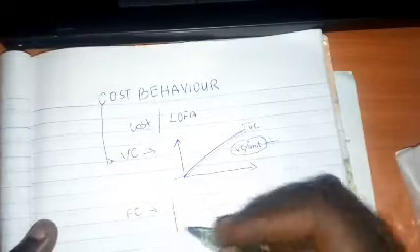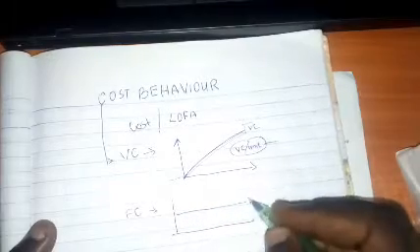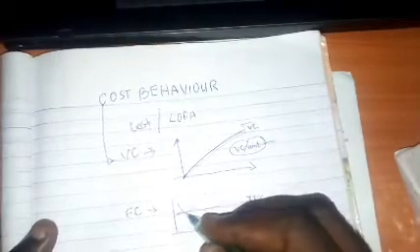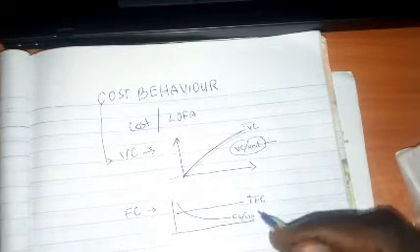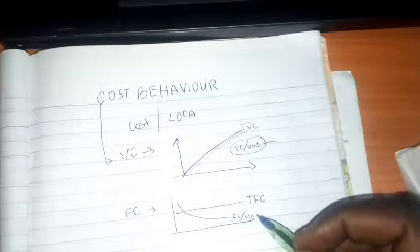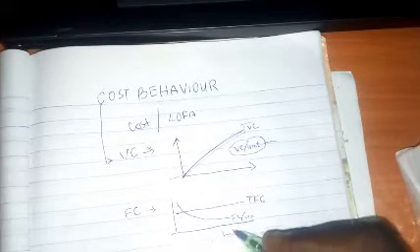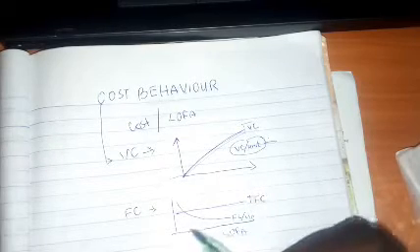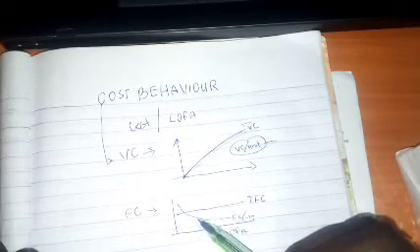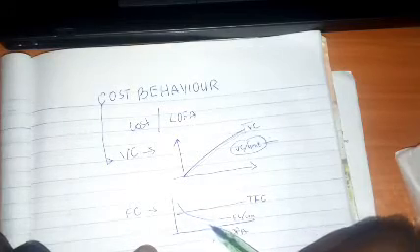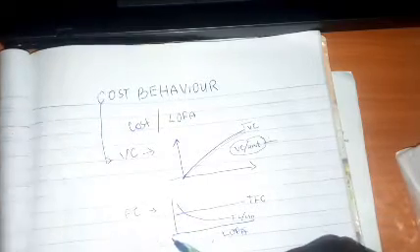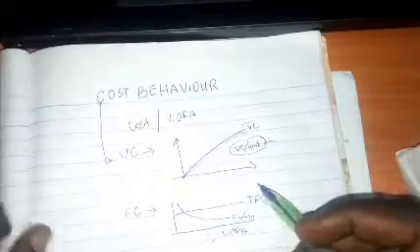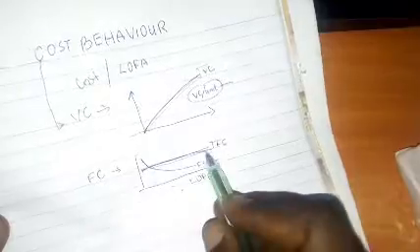Then we have the fixed cost. The fixed costs remain constant in total. That is the total fixed cost. But the fixed cost per unit will reduce. It is negatively correlated with the level of activity, which means that as level of activity increases, the fixed cost per unit will drop. Take note, per unit will drop.